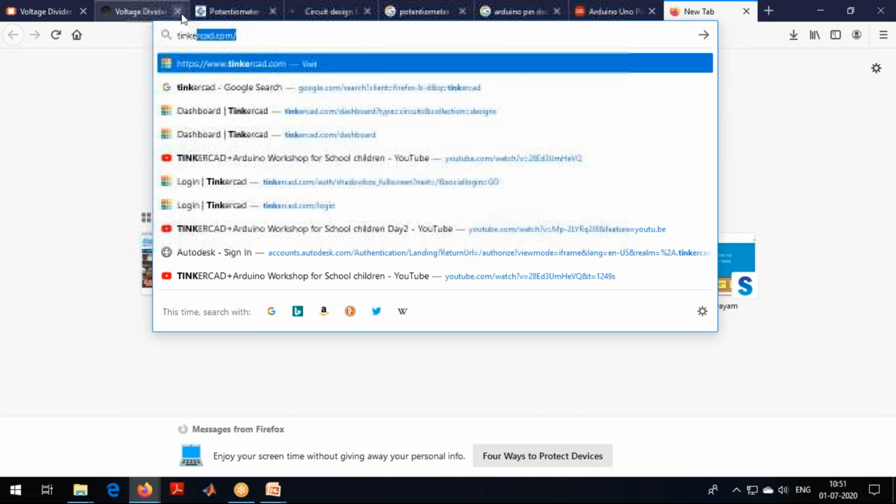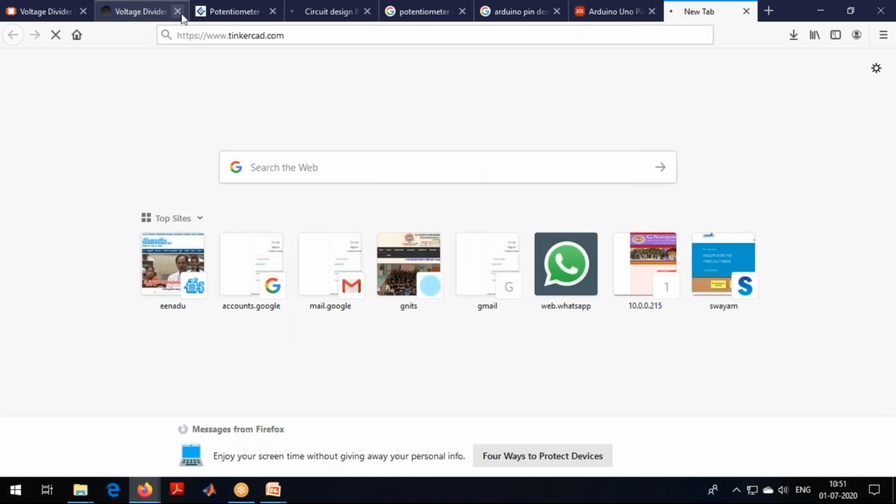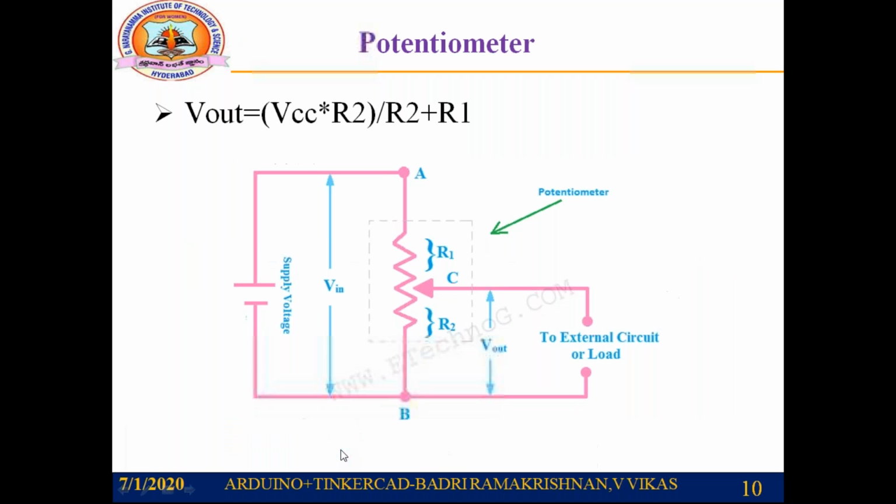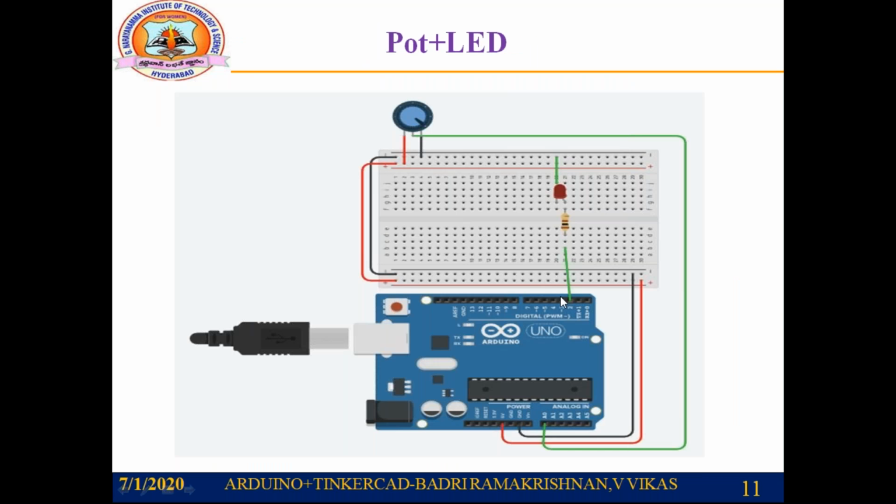I think I have some issue with Tinkercad. It's not loading. Okay, before it loads, we will go to the potentiometer.